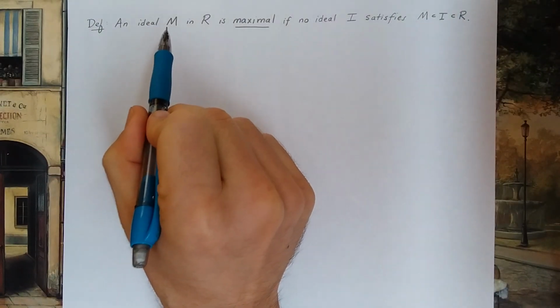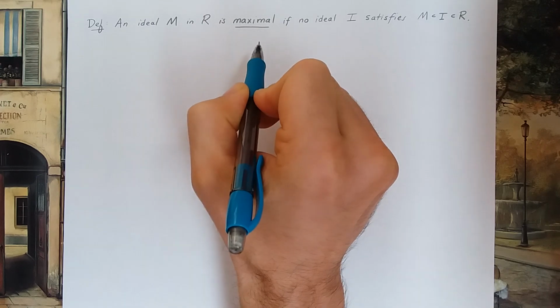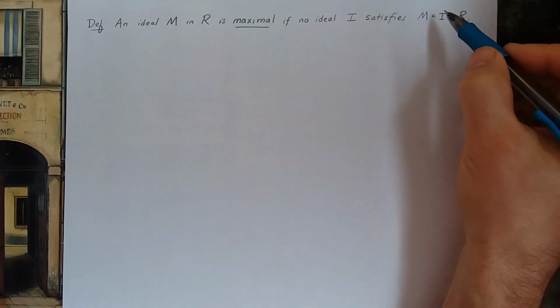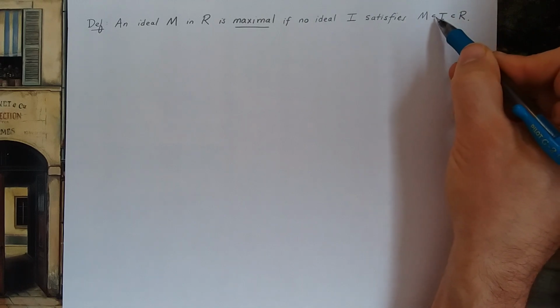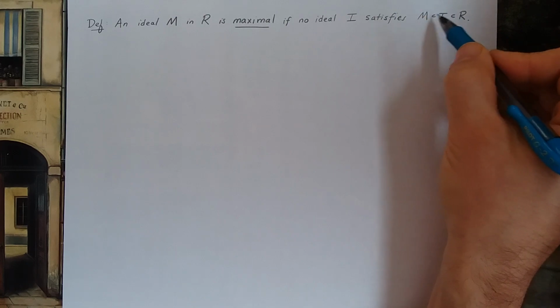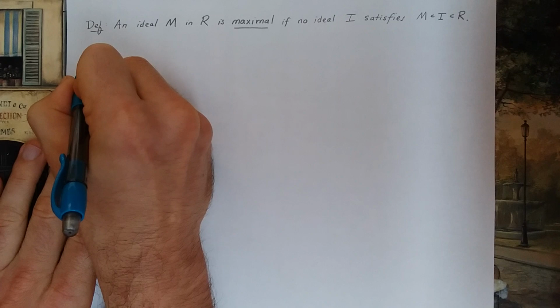An ideal M in a ring R is called maximal if there's no ideal I that fits strictly between M and R. So this is proper containment. There's no ideal I that fits in between M and the entire ring R. So here's an example.